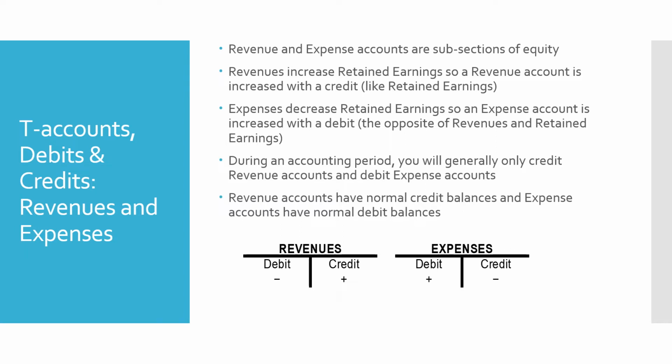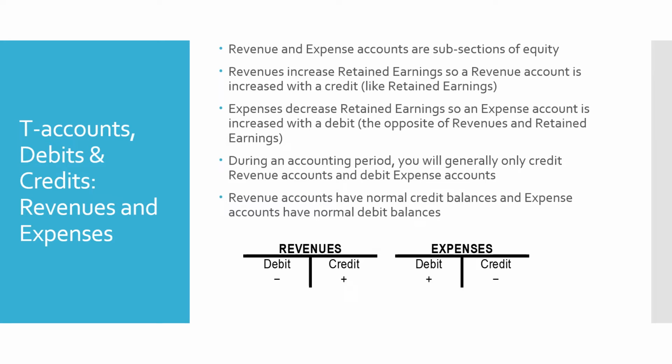increased and decreased by credits. Recall that our equity accounts, common stock and retained earnings, are both increased by credits, decreased by debits, and have normal credit balances. Going back to transaction analysis, we discussed how revenue and expense accounts are subsections of equity. Because revenues increase retained earnings, the accounts function the same way. The revenue account is going to be increased with a credit, like retained earnings, and decreased with a debit, and have a normal credit balance.